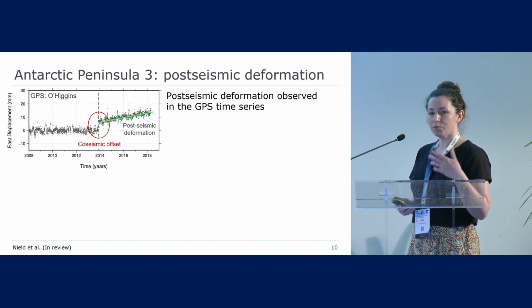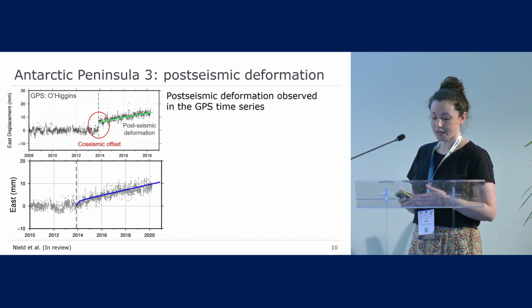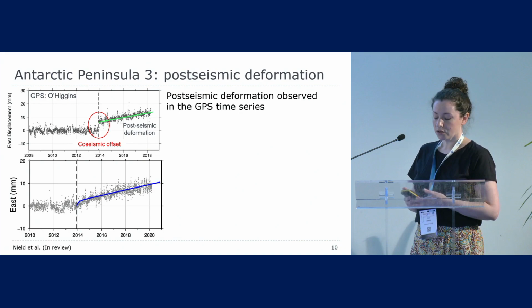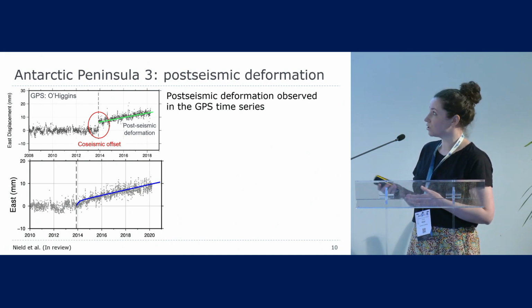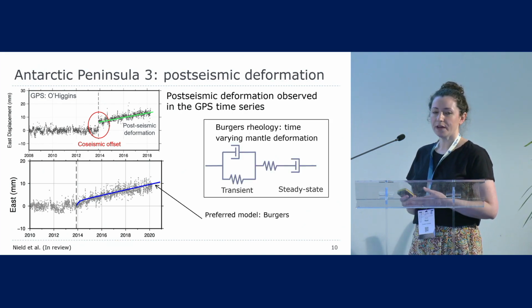So using the same forward modelling approach, we ran a model of post-seismic deformation with a whole suite of Earth models and different Earth structures until we found our statistical best fit model, as shown in the blue. This time what we found was that the observations actually preferred a Burgers rheology.